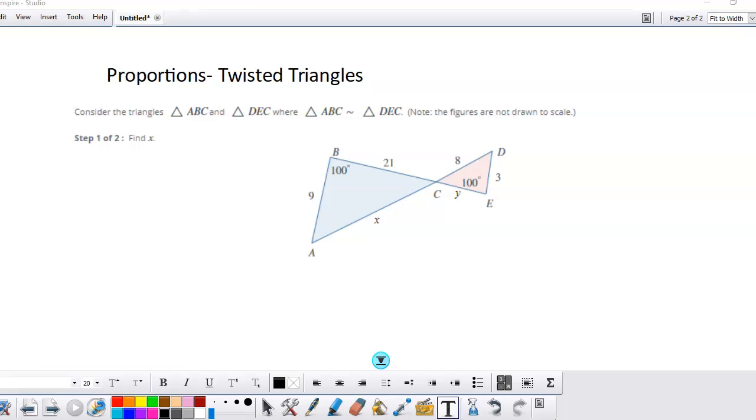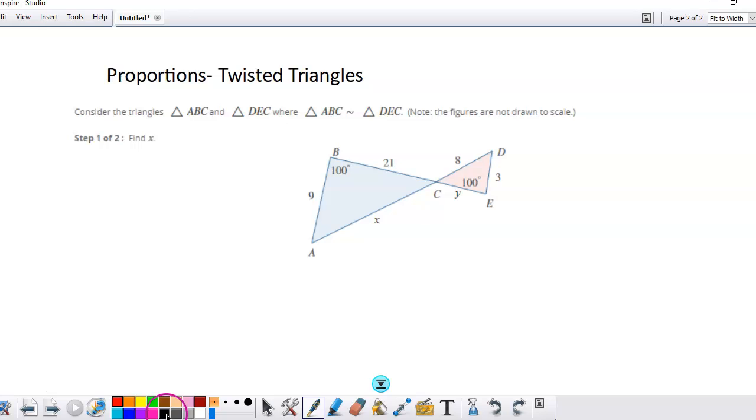Twisted triangles. So these again are proportions. That little squiggle right there tells us that they are similar, which means they are proportional. So let's take a look at solving this. A problem again with these triangles is that though they are similar, they're not oriented in the same direction. They're actually twisted. So like we did in the trapezoid problem, let's untwist these. So I'm going to redraw them both just to simplify things.